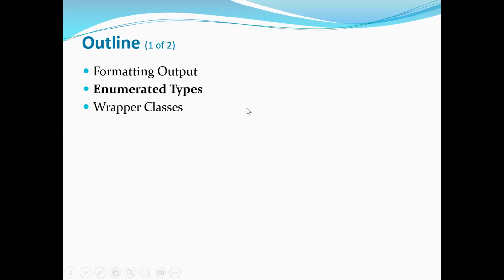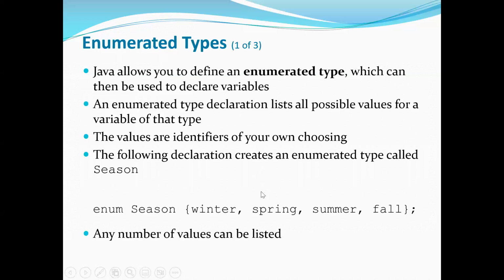Or for example, a season, we have 4 seasons. Let's say spring, fall, winter, and also summer. So the enum will be season. You have to create it, and we need to specify the type of data, the values or strings that we can enter. So here we say Java allows you to define an enum type, which can then be used to declare variables. So enum type is like a data type, but it's a user created data type. Now we can use it to declare variables.